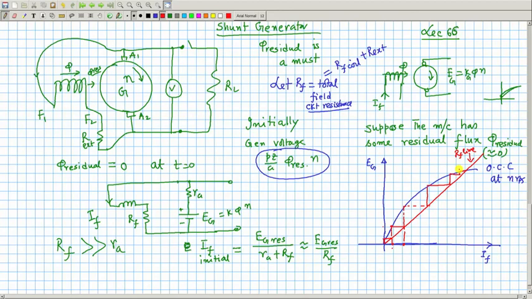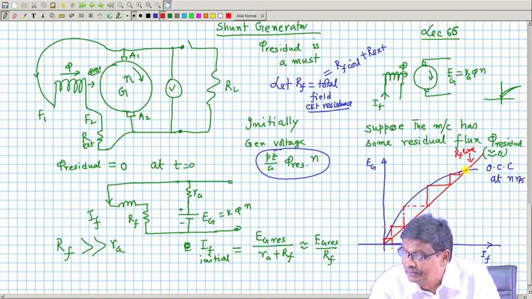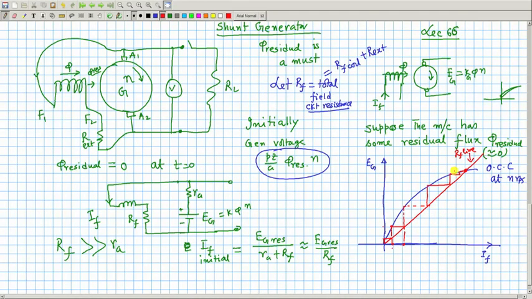And finally, where will it settle down? Where will be the stable point? Stable point will be here. You need not worry about that. Machine will seek its own stable point where this OCC of separately excited mode and the field resistance line, wherever they intersect, that point will be the stable operating point. Field current will be now this much and your generated voltage available across these terminals is this much. That is the thing.